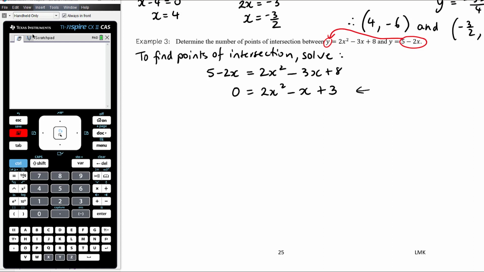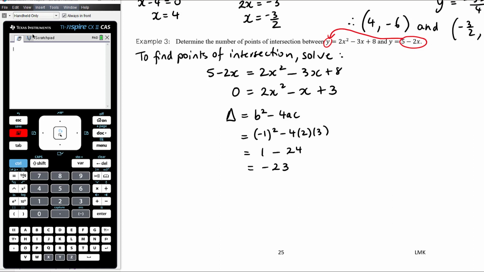Now if we want to know how many points of intersection there are, we can consider the discriminant of this particular equation, because the discriminant of this equation will tell us how many solutions the equation has. Okay, so the discriminant, remember, is b squared minus 4ac, it doesn't involve the square root, it's a common error. So b is negative 1, so it's negative 1 squared minus 4 times 2 times 3. So that is 1 minus 8 times 3 is 24, so it's negative 23.